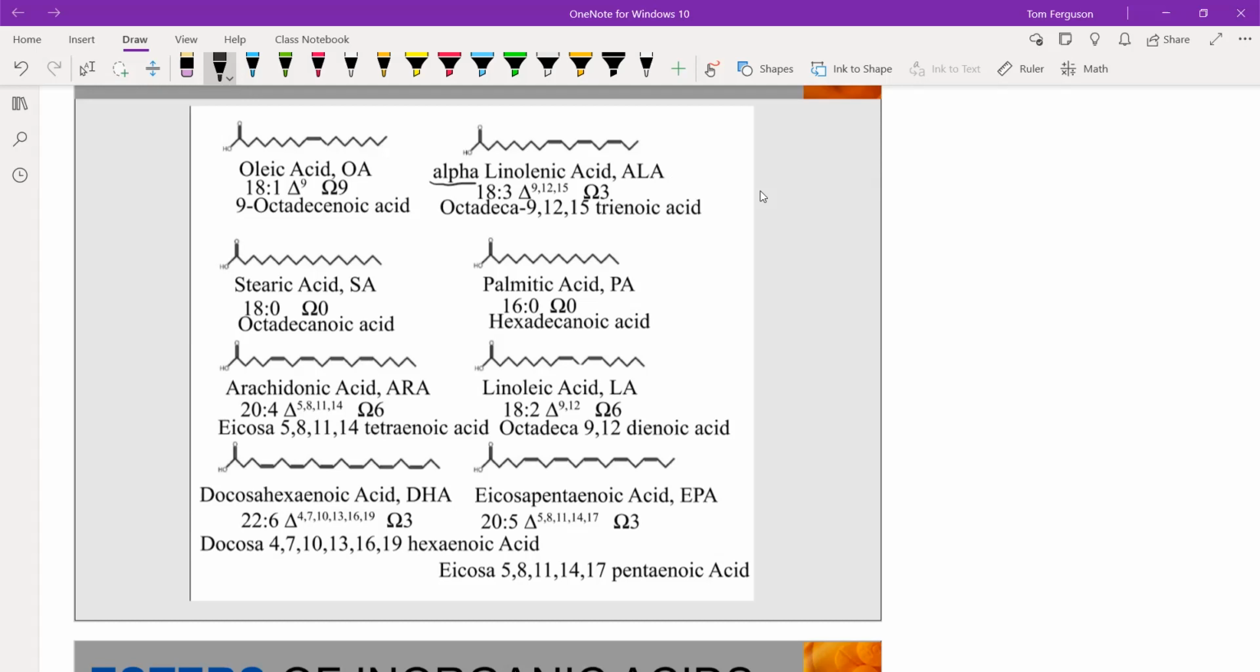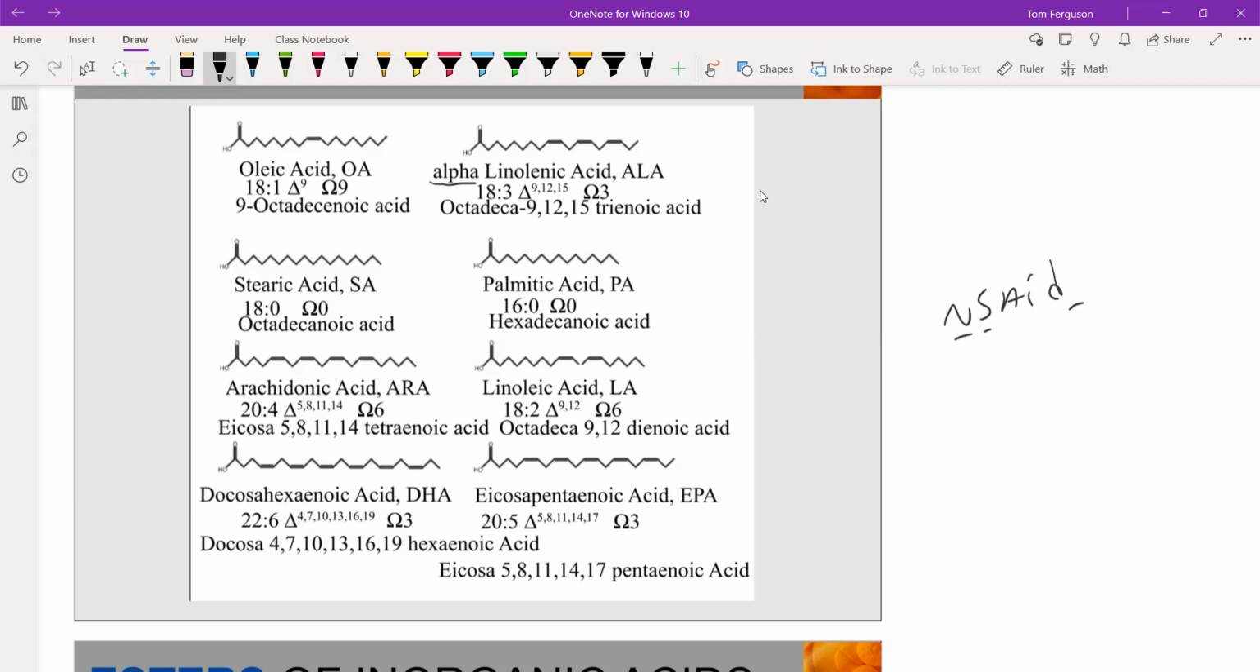Arachidonic acid is very important because it makes something called a prostaglandin. It's a precursor to a prostaglandin. Prostaglandins is how NSAIDs work. NSAID is non-steroidal drug.